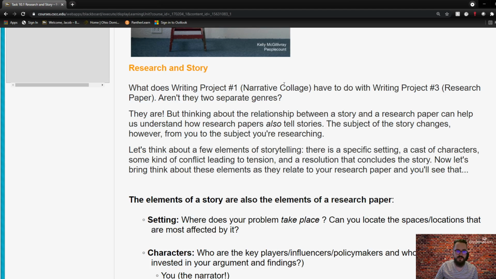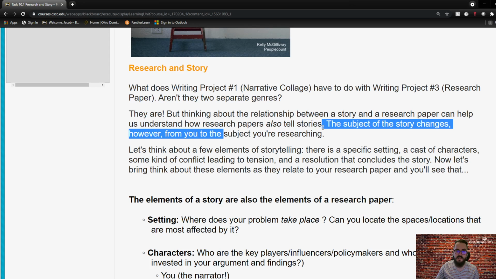So, what does writing project 1, the narrative collage, have to do with writing project 3? Aren't they two separate genres? They are. But thinking about the relationship between a story and a research paper can help us understand how research papers also tell stories. The subject of the story changes, however, from you to the subject that you're researching.